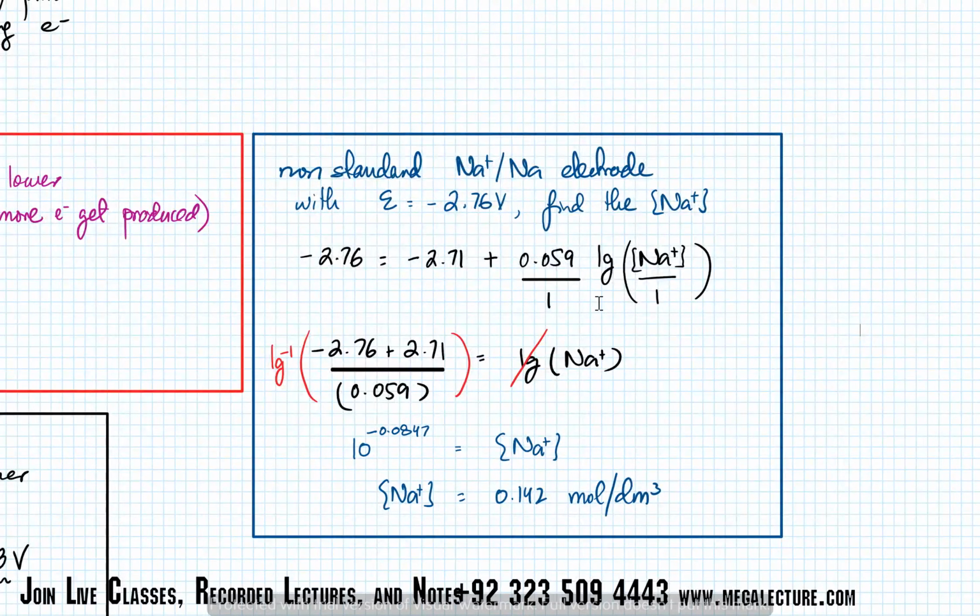You knew the number of electrons in this electrode. That's 1. The only thing that was missing in the equation was Na plus 1. So we took everything on the left side. This came out, the log was cancelled, and on the right side it became log inverse, or anti-log. Anti-log is 10 to the power x. And you got your answer this way.